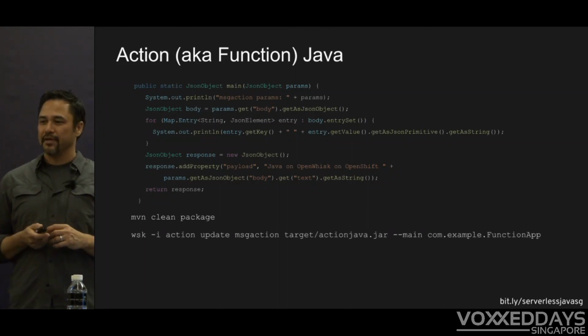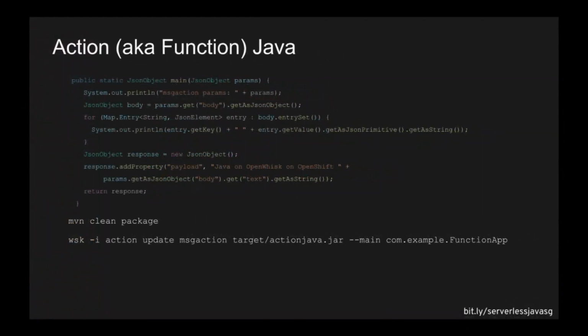And the command for doing the action update is a little bit longer. You can kind of see there's the target jar file again, and you also see the main method is identified, because in Java you have to identify what your main method is. What is that first class that should get invoked when the function event comes in?